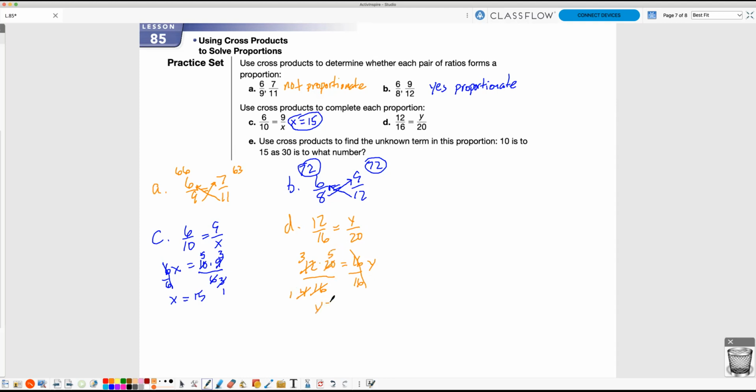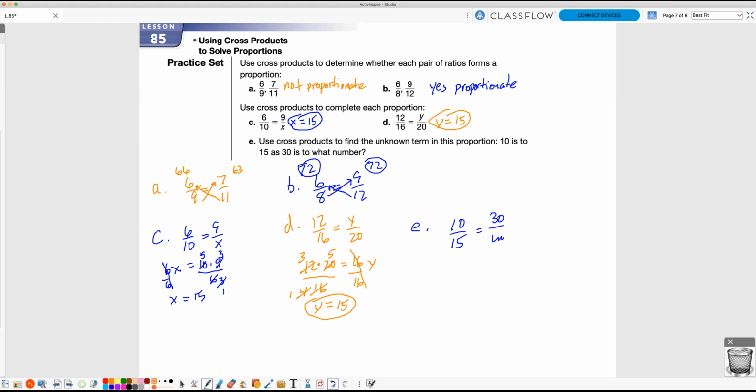That means y equals 15 because 3 times 5 equals 15. This is 1 in the denominator. 15 divided by 1 is 15. So that'd be the final answer for that one. Y equals 15 as well. And then letter E, use cross products to find the unknown term in this proportion. So for letter E, you have 10 is to 15 as 30 is to what number?